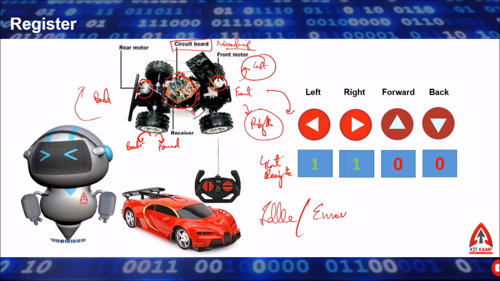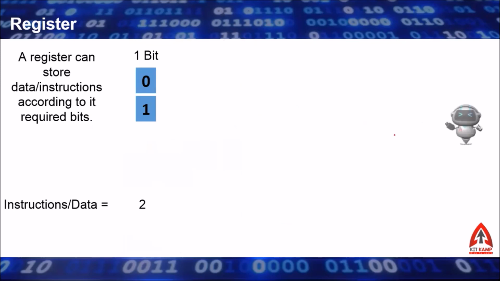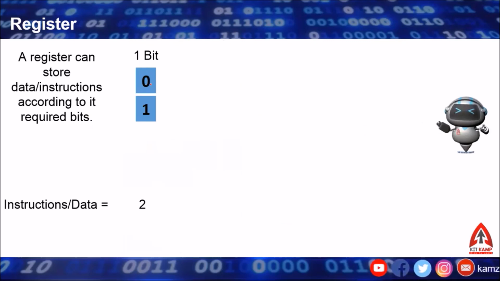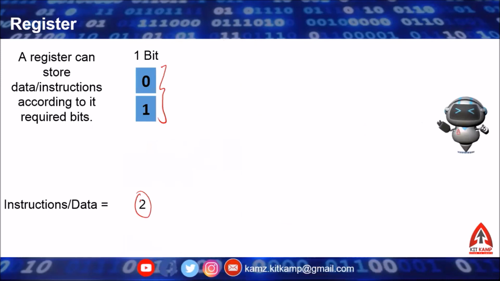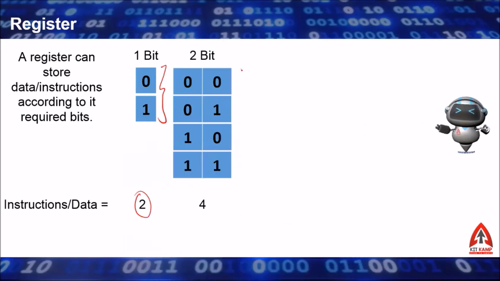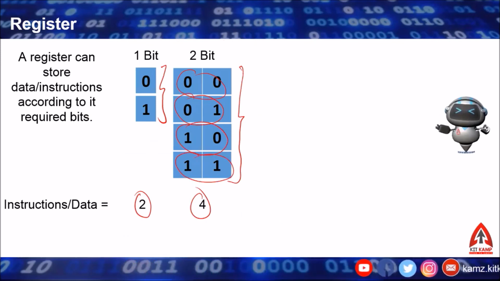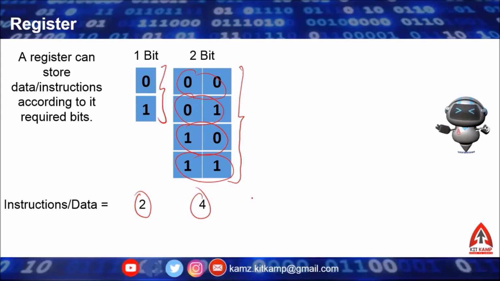Now, this is just a simple example of a register. A register can store data or instructions according to its required bits. As we have discussed, a register can be of different bits. If it has 1 bit, it generates 2 values or 2 instructions, which can be 0 and 1. If your register is of 2 bits, it is going to generate 4 instructions, which can be 00, 01, 10, or 11. And according to these instructions, the microprocessor is going to execute.